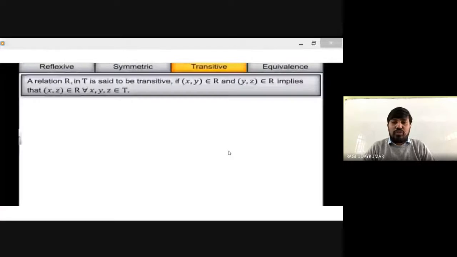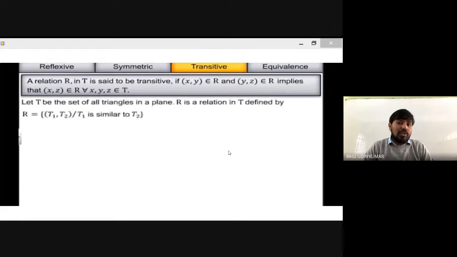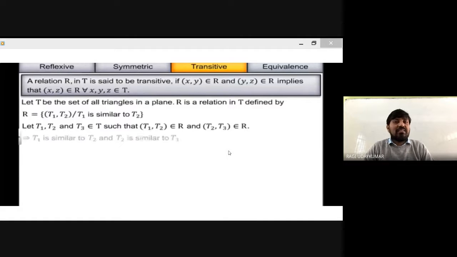Now let us move to the transitive relation. Which relation is called a transitive relation? A relation R in T is said to be transitive if (x, y) belongs to the relation and (y, z) belongs to the relation, implies (x, z) also belongs to the relation, for all x, y, z belonging to T. Here R is a relation defined on T, and we have taken triangles, so T1, T2 and T3 belong to T.